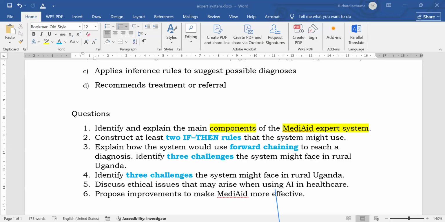So at the end of the day, if a patient puts in symptoms, it says, I have fever, I am sweating, I have headache. So the inference engine, the reasoning part of it, should be able to check the rules. And the rules are the ones, remember, we put in the knowledge base. Some of these rules are: if fever, and then sweating, and headache, then malaria. If it is fever, sweating, and headache, then malaria.